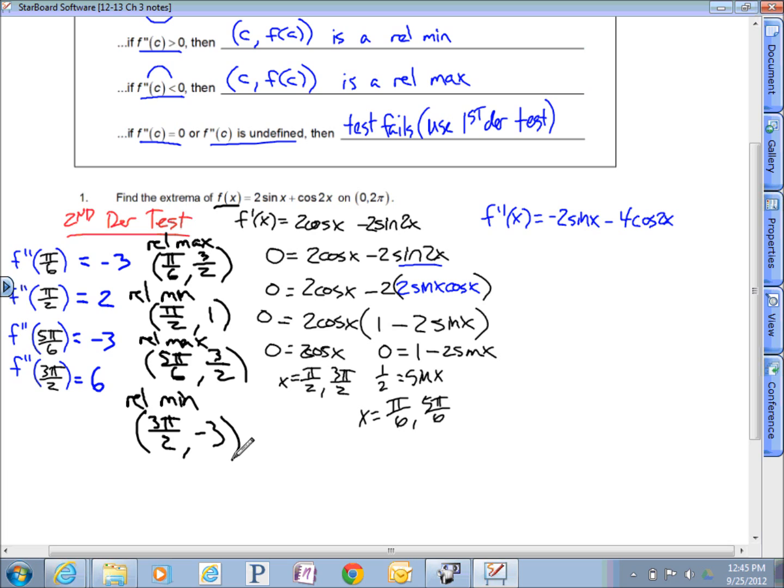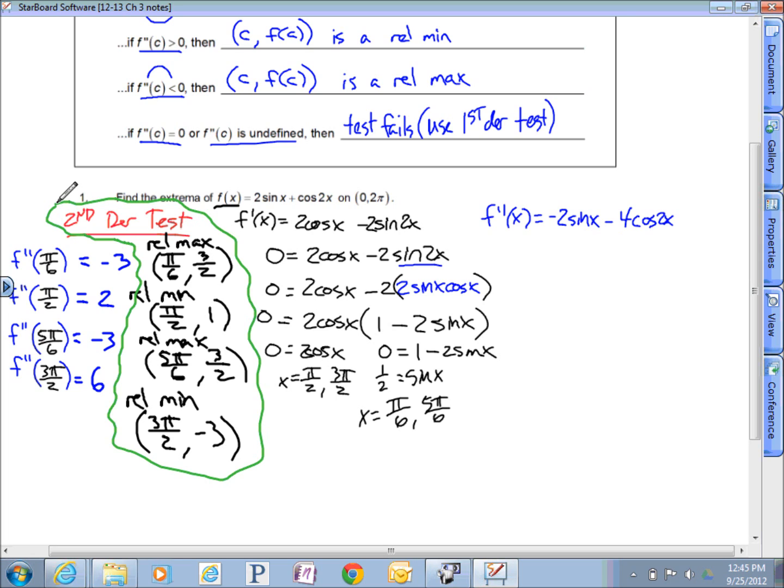So this second derivative test is meant to help us figure out these relative extrema. It's a faster way to figure out what those relative extrema are, and they're all totally based on the value of the second derivative at those individual critical numbers of the first derivative. So there's the second derivative test.